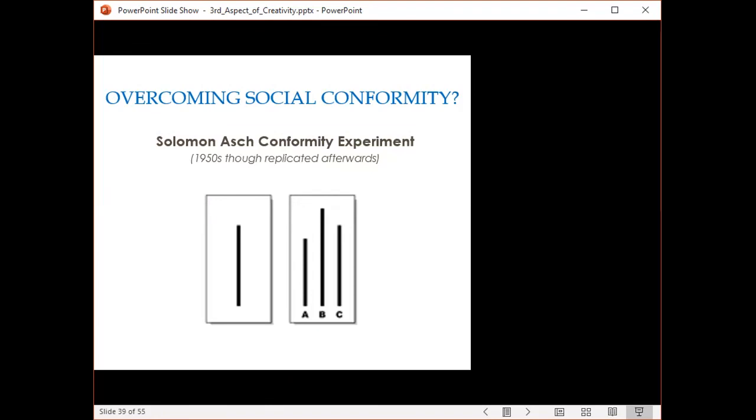Okay, so what do you guys see there? Which of the three lines matches the single line? Okay, so it seems pretty obvious to your eye, it's C, right? And this is exactly what they do in the experiment. They ask neither.